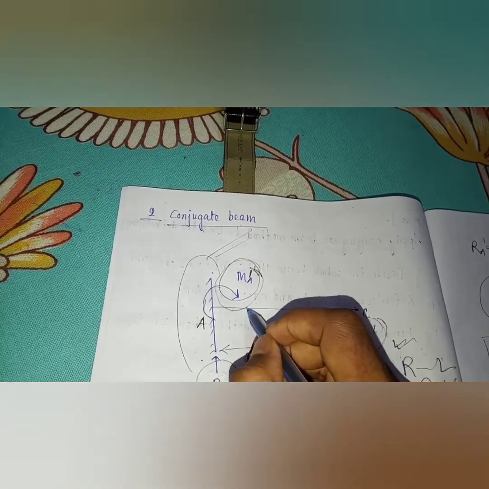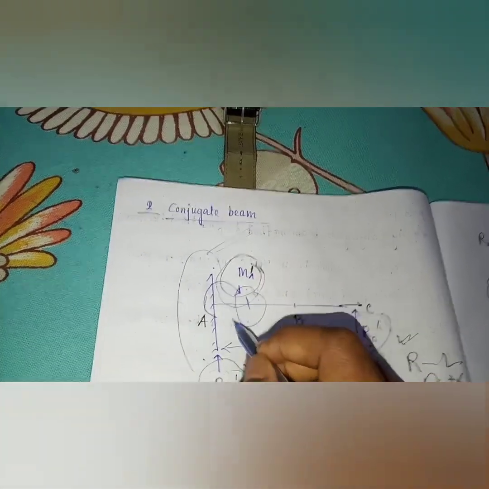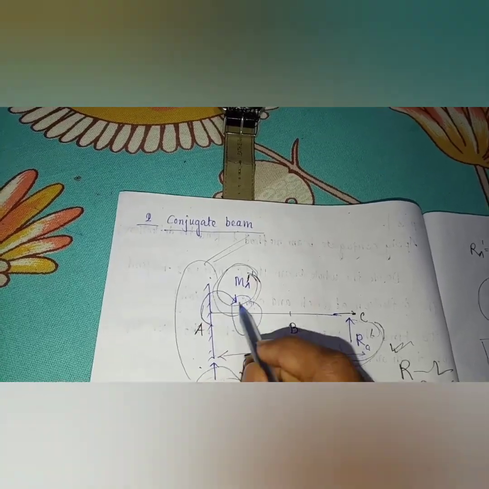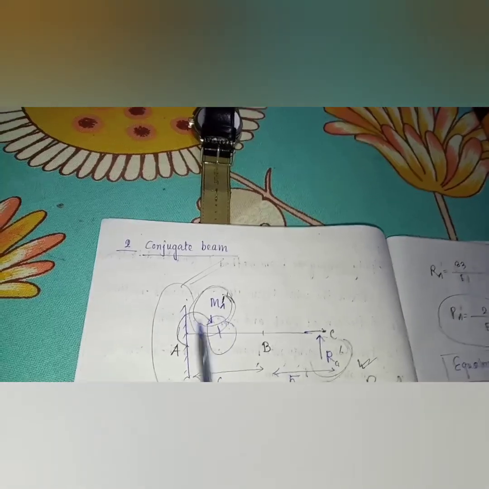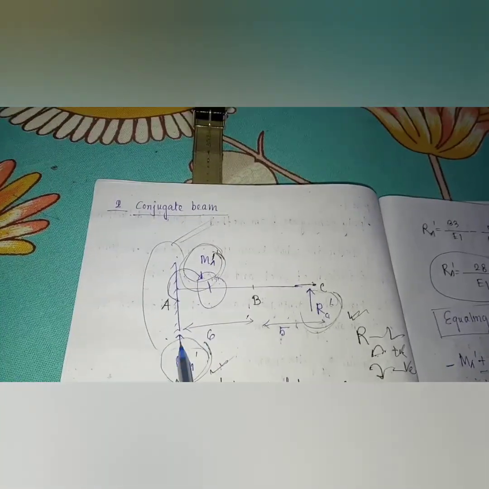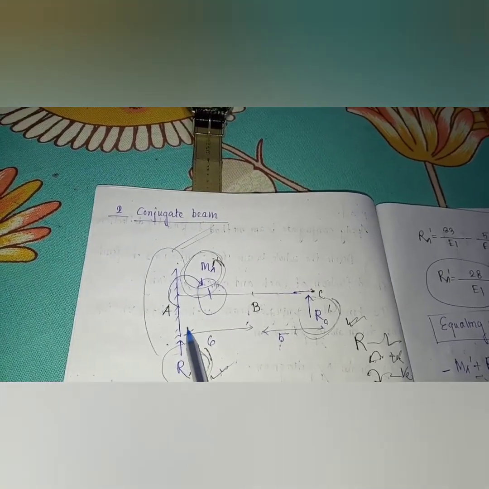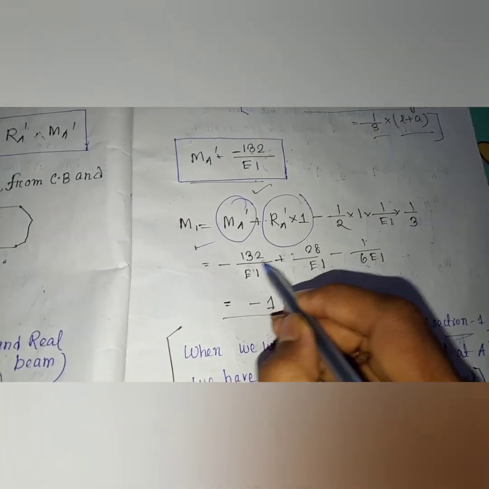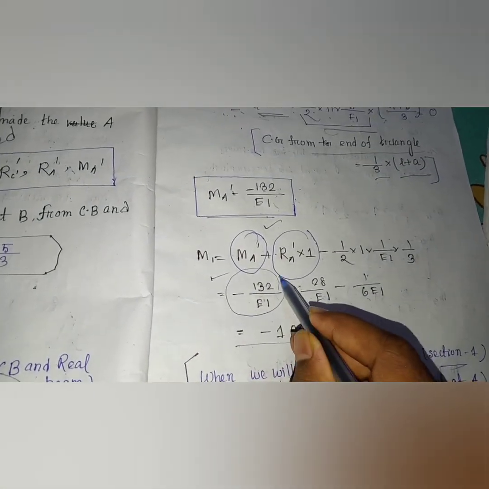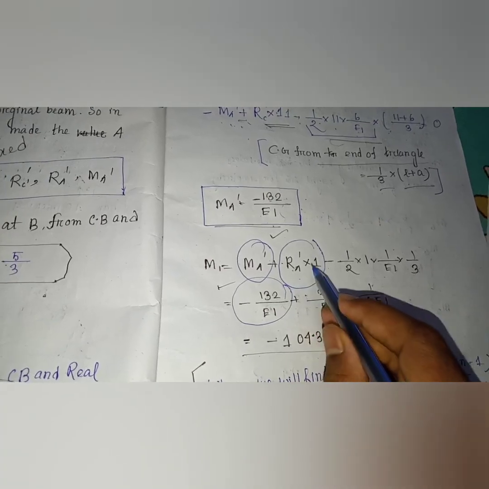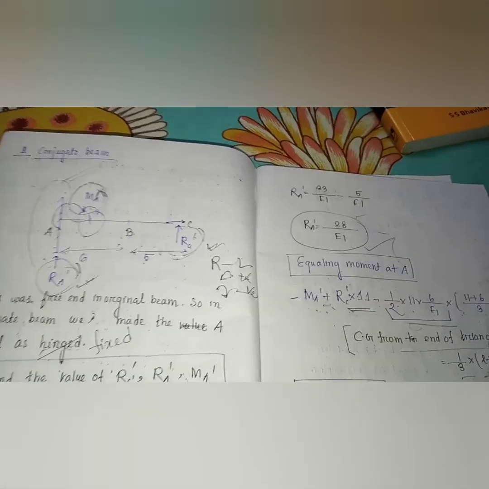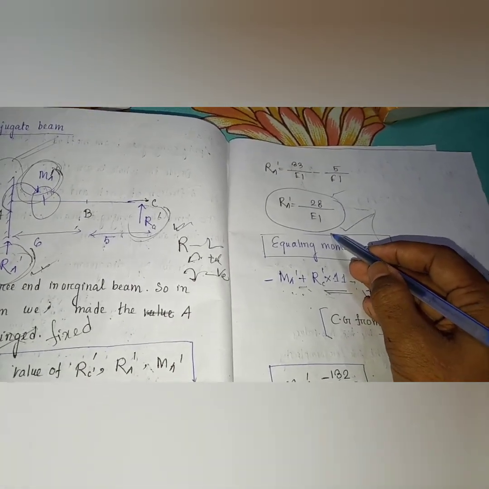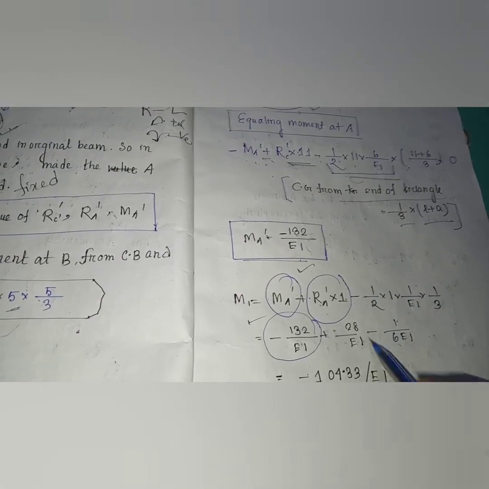See, it is a fixed support. So if I take this section here, this moment will also come because it is a fixed support, right? It has its own moment, so this moment will come. It is a vertical support, vertical reaction R prime, so this value R dash into 1 or whatever the distance will also come surely. So I have taken these values: minus 132 divided by EI plus RA dash into 1. That means RA dash, the value I have considered, 28 by EI, 28 by EI into 1.